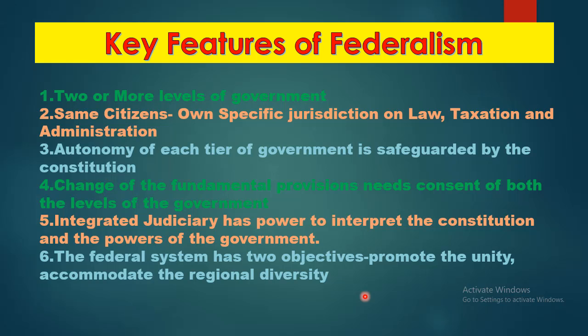For example, the government of India cannot interfere with the autonomy of a state like Telangana. So what kind of authority or autonomy has been given, guaranteed and safeguarded by the Constitution of our country? So children, point number 4, feature number 4: change of the fundamental provisions needs the consent of both levels of government. What does it mean?